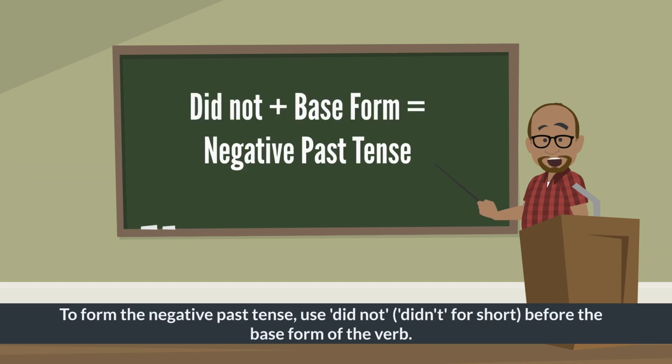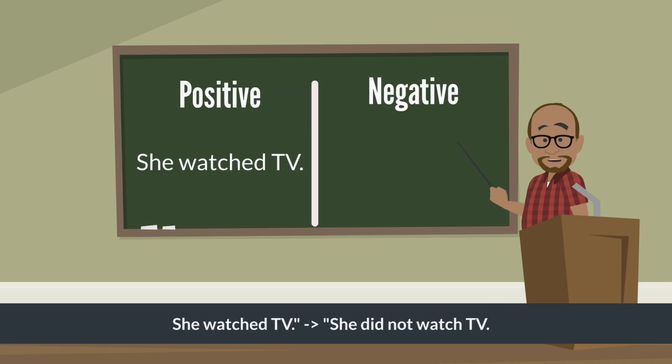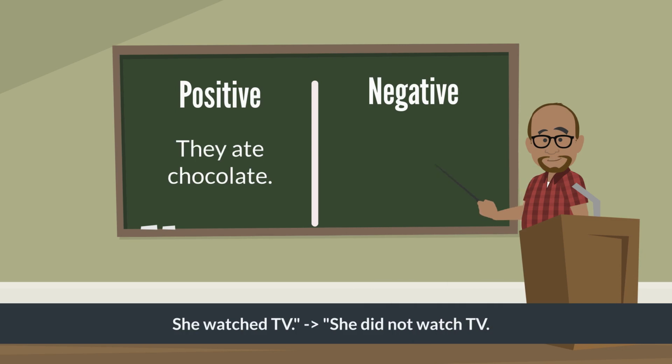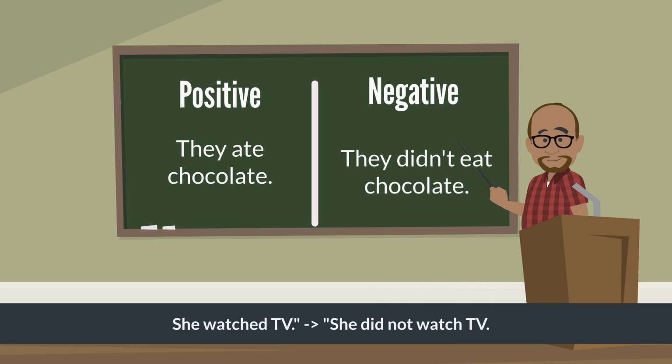To form the negative past tense, use did not, didn't for short, before the base form of the verb. For example, I did not play or he didn't dance. She watched TV. She did not watch TV. They ate chocolate. They didn't eat chocolate.